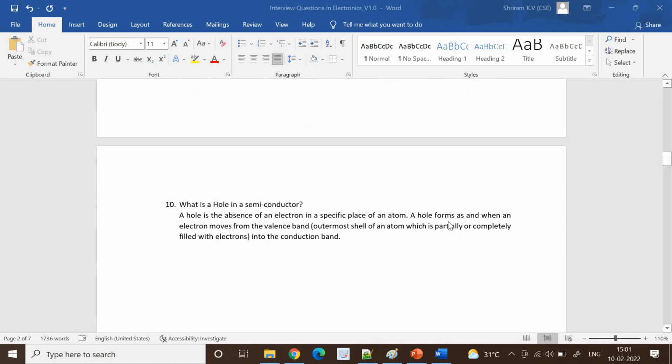What is a hole in the semiconductor? A hole is the absence of an electron in a specific place of an atom. Remember, a hole is the absence of an electron in a specific place of an atom. A hole forms as and when the electron moves from the valence band into the conduction band. That is, the outermost shell of an atom which is partially or completely filled with electrons. So remember, a hole gets formed as and when the electron moves from the valence band into the conduction band. That is when you get the holes formed.